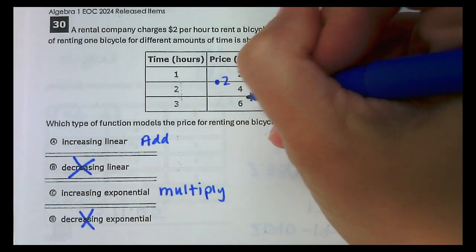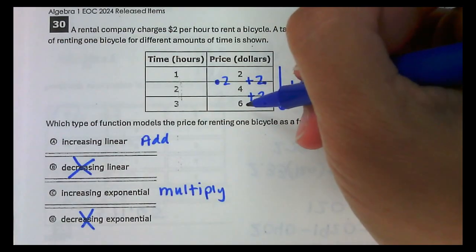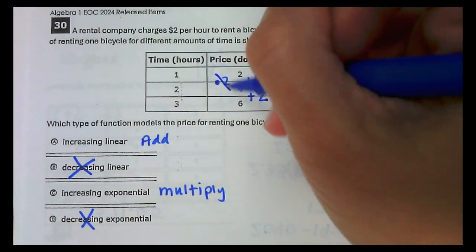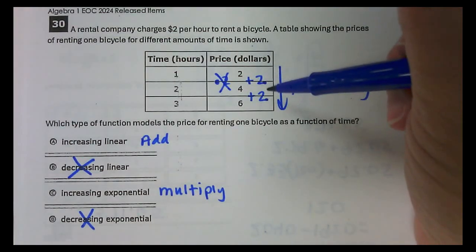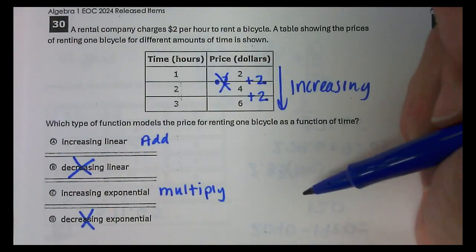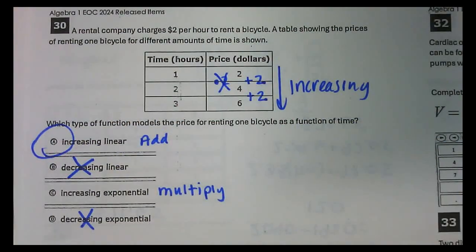We are definitely not multiplying by 2 because this would be an 8 if we were multiplying by 2. So multiplying is not going to work for the next number in the pattern. So then it would work if we added 2 every time. So we are doing choice A.